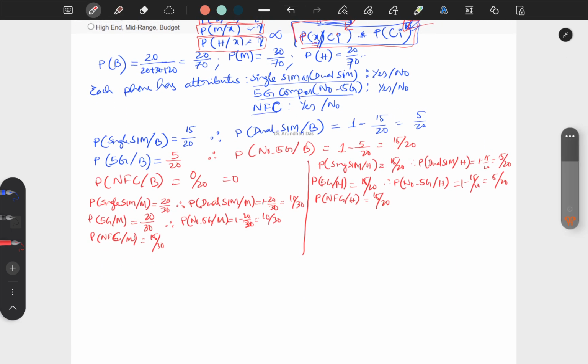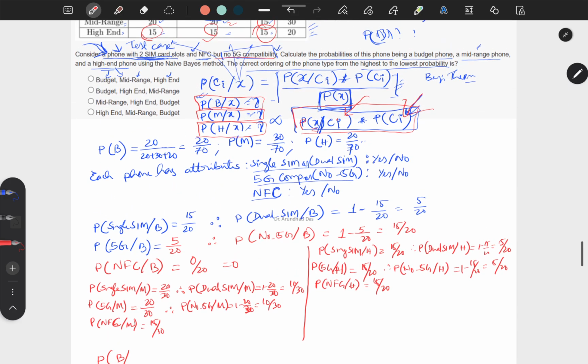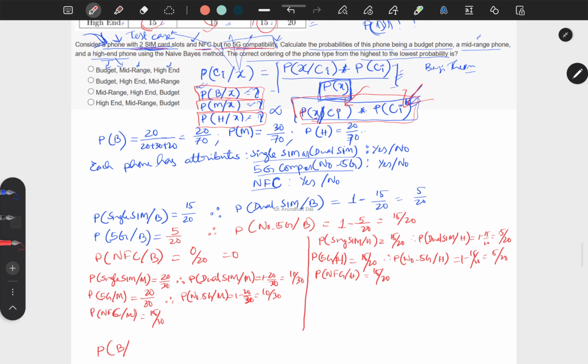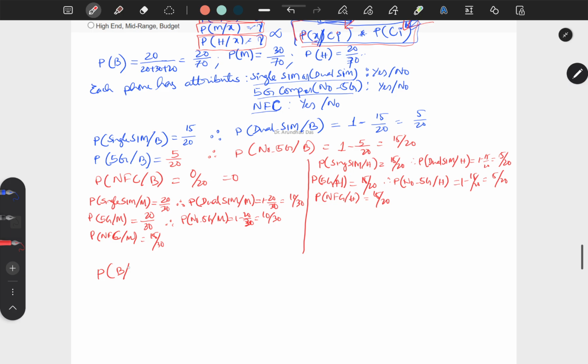So here, the probability that it is a budget range phone. Okay, what are the features? Dual SIM slot, NFC, no 5G. So given it is a budget range phone, the test case should be dual SIM, then no 5G, and the feature NFC is also there.